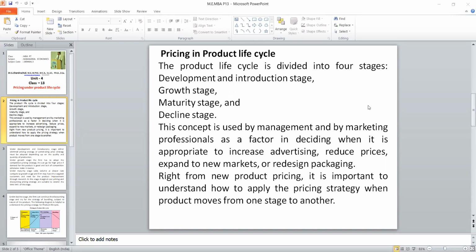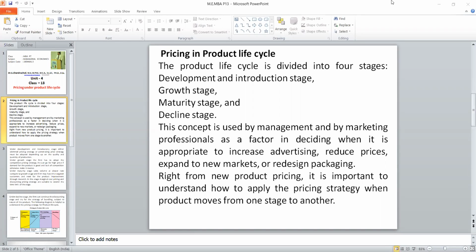That is why the firm should have a basic knowledge about the pricing strategy, especially when we have to spend more on advertising, and how to reduce the price. What will be the economic price for that? What will be the maximum retail price?